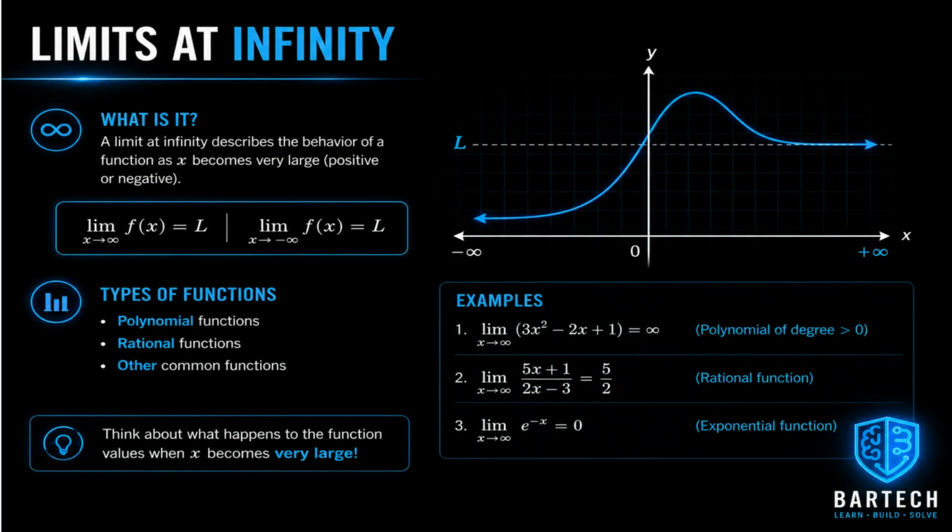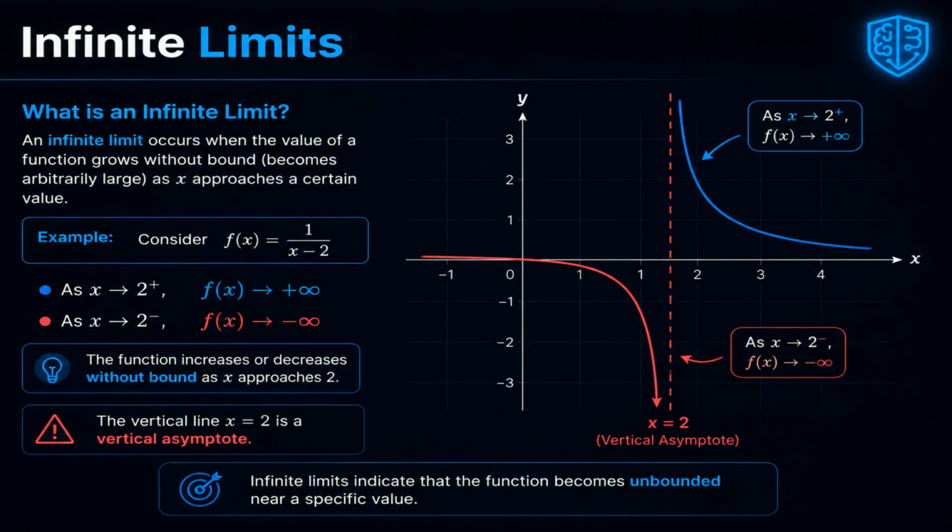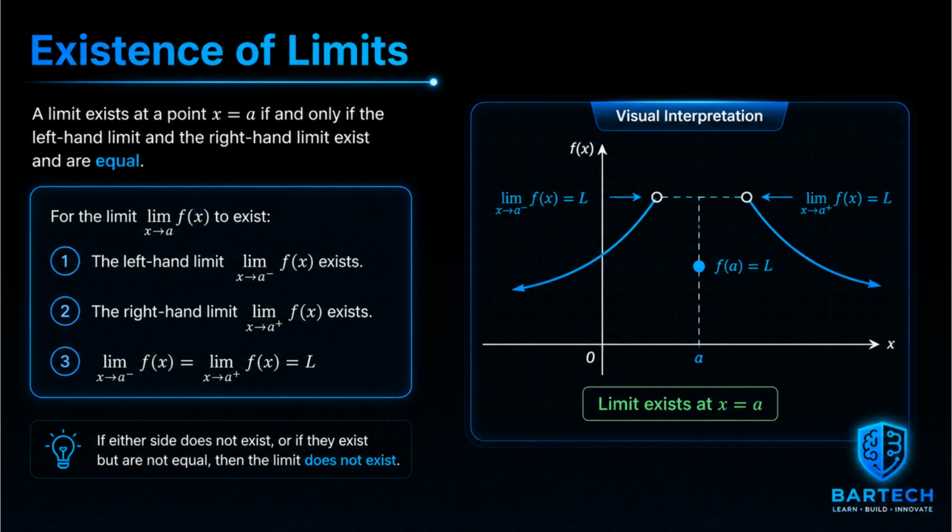Finally, we consider limits at infinity, which describe the long-term behavior of a function. Whether examining polynomials, rational, or exponential functions, we look at what happens as x grows very large. An infinite limit occurs when a function's value grows without bound, as x approaches a specific point. For example, in the function 1 over x minus 2, the values head toward positive or negative infinity. When a function approaches infinity at a specific x value, it creates a vertical asymptote. This vertical line represents a point where the function cannot be defined.